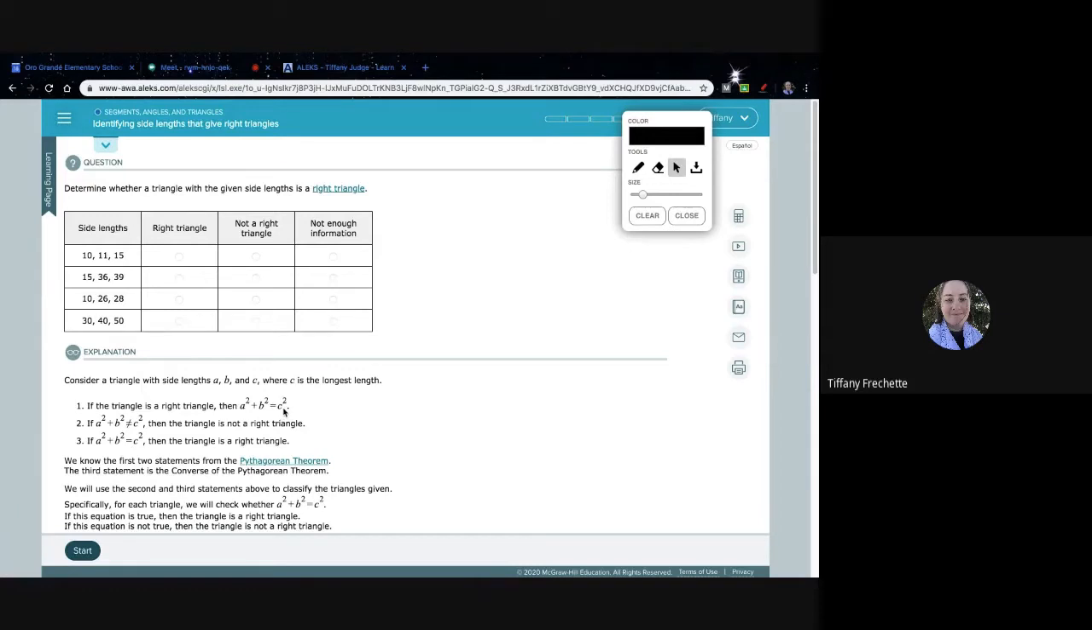So a squared plus b squared equals c squared. So this has to equal each other. So a squared plus b squared has to equal c squared in order for it to be a right triangle. If they don't equal each other, it actually tells you if it's obtuse or acute, depending on whether it's greater or less than. But in this case, we want it to be equal because we want them to be right triangles.